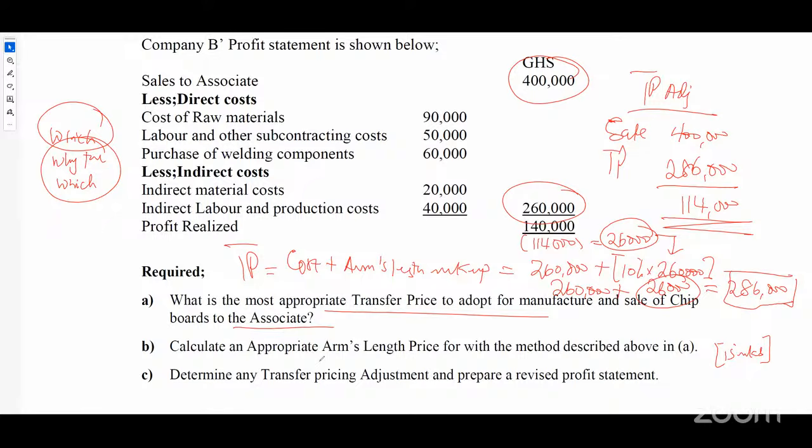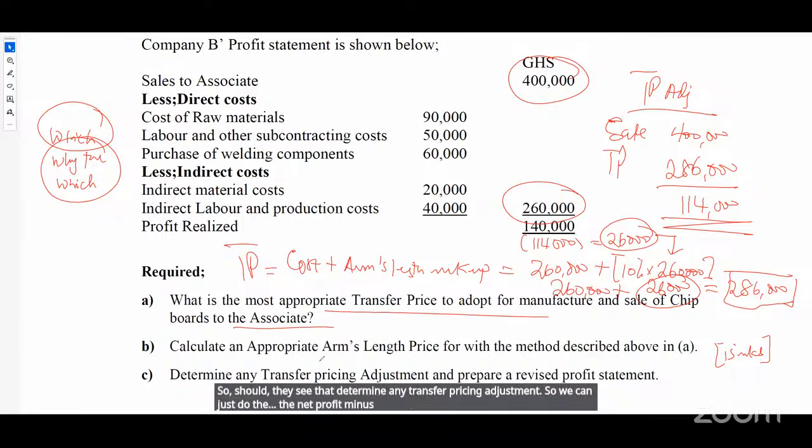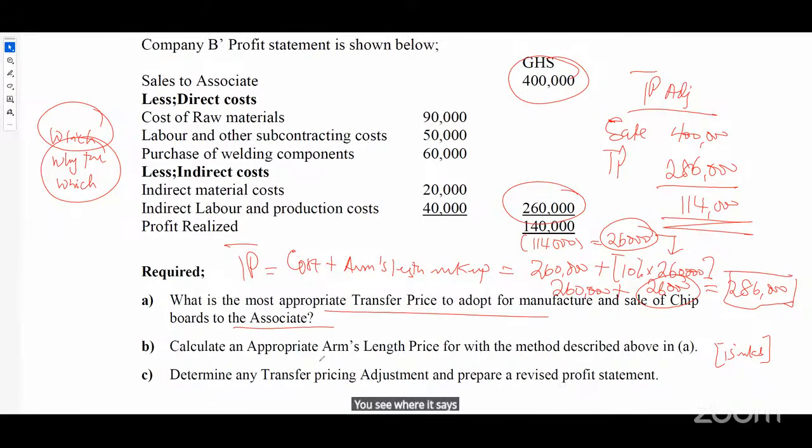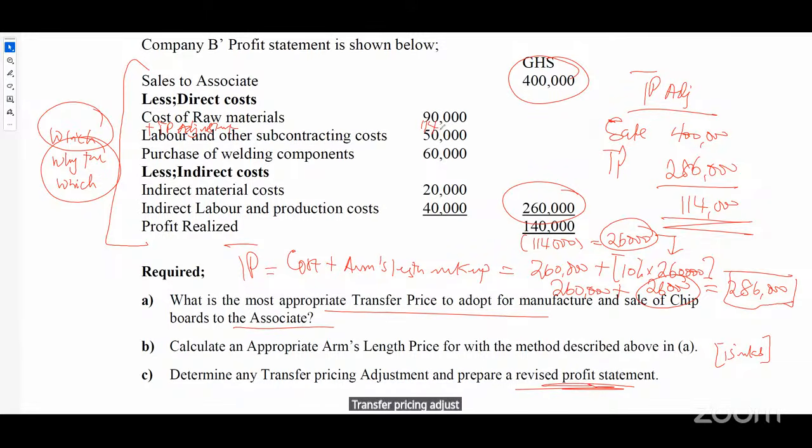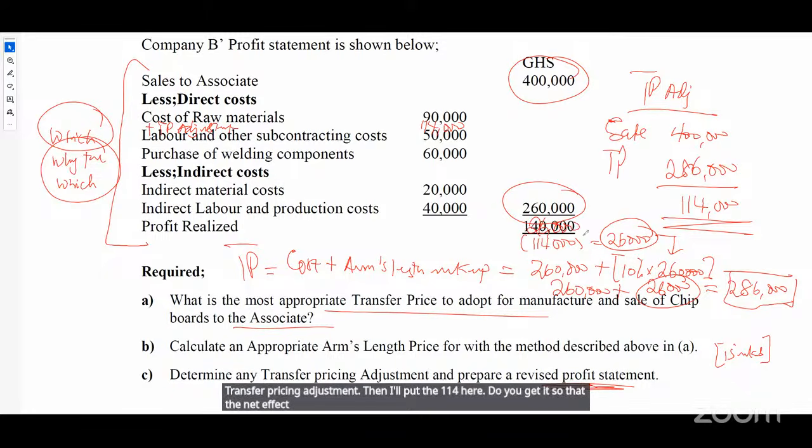So the C says to determine any transfer pricing adjustment. So we can just do the net profit minus the 140, where it says revise profit statement. Because it says revise, you have to rewrite this statement again. But because they overstated profit, you are now going to increase the cost. So here I can say transfer pricing adjustment. I'll rewrite everything, but I'll say transfer pricing adjustment, then I'll put the 114 here. Do you get it? So that the net effect will still remain 26,000 here.